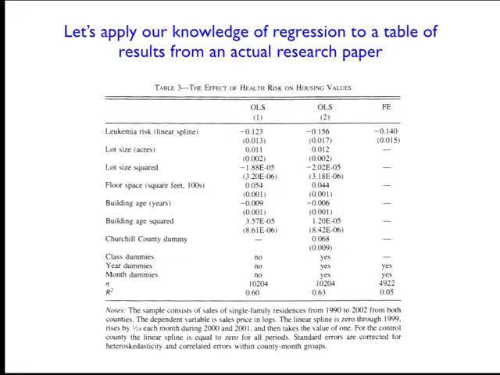So the first regression is going to look something like this. Column 1 is essentially reporting a regression of yi equal to beta naught plus beta 1 times leukemia risk, plus beta 2 times lot size, plus beta 3 times lot size squared, and so on until you get to the last variable, which I'll call beta k, potentially like this circle county dummy.